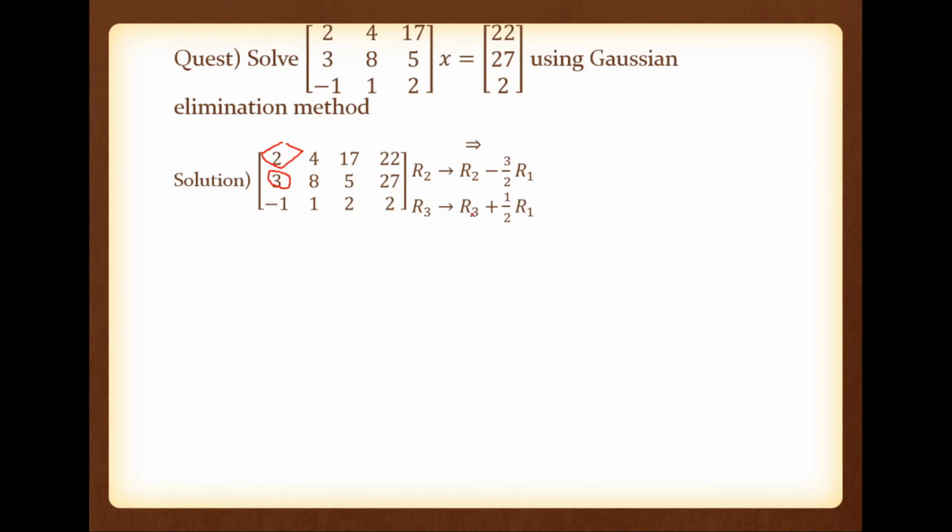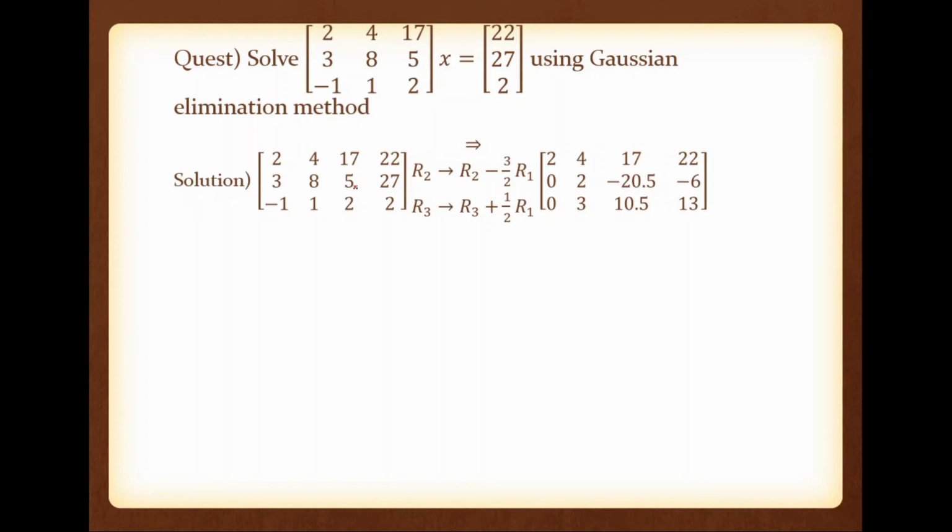So the third row is R3 minus the element that we want to remove, minus 1, divided by 2 into R1. So minus minus will become plus R1. So what is the modified augmented matrix? This one is the modified augmented matrix. The first row is not changed: 2, 4, 17, 22. In the second row, the first element becomes 3 minus 3 by 2 into 2, so that is 0. This element will become 8 minus 3 by 2 into 4, so that is 8 minus 3 into 2, so 8 minus 6, 2. Here we have 2.